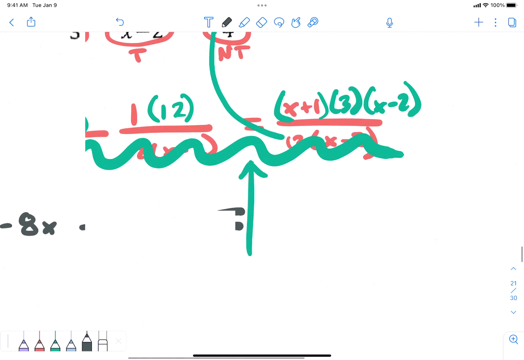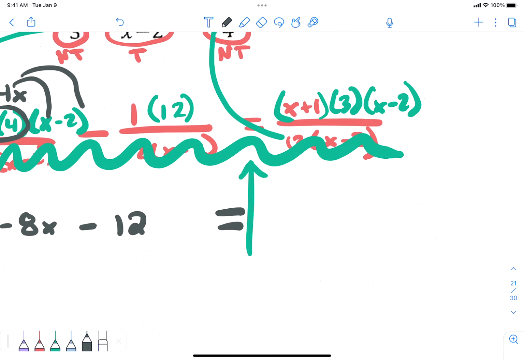Ready? This is what I would do if I were you. Do you want to distribute the 3 through the x plus 1 or through the x minus 2? Combine it with the 3. The x plus 1. Okay, so we're going to go this way. So 3x plus 3. We're going to take it times the x minus 2.